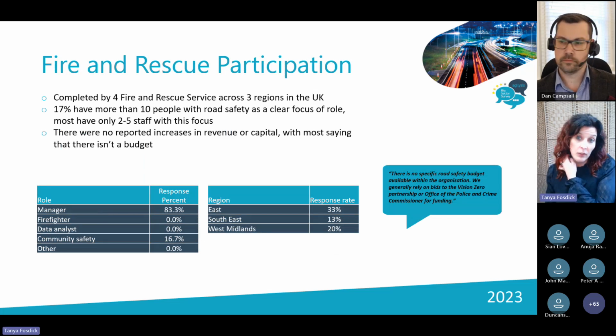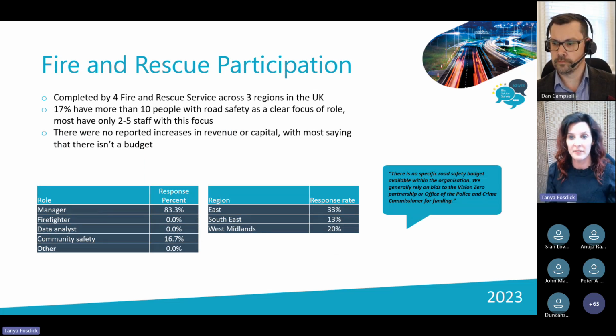So we had 6 respondents in total from 4 fire and rescue services. We would really like to get more fire and rescue colleagues involved in this in the future, so we'll have to see about which channels we can use in order to get this survey out. Many of the respondents were managers as well. So again, getting the views of those more operational frontline staff would be really beneficial.